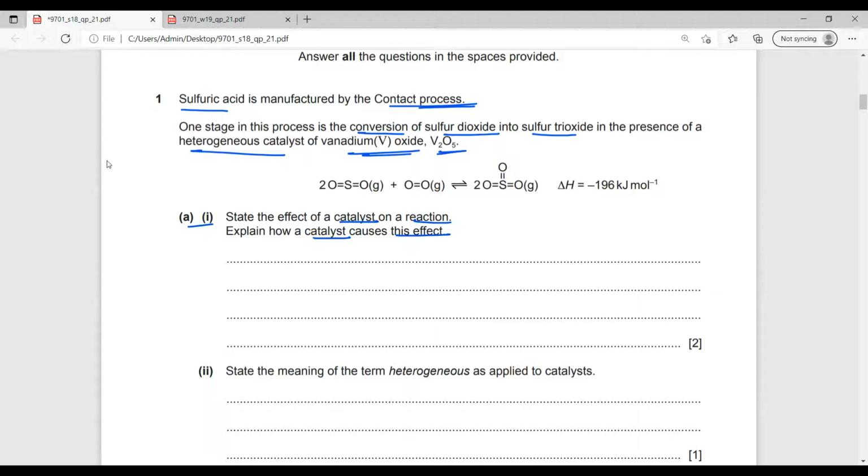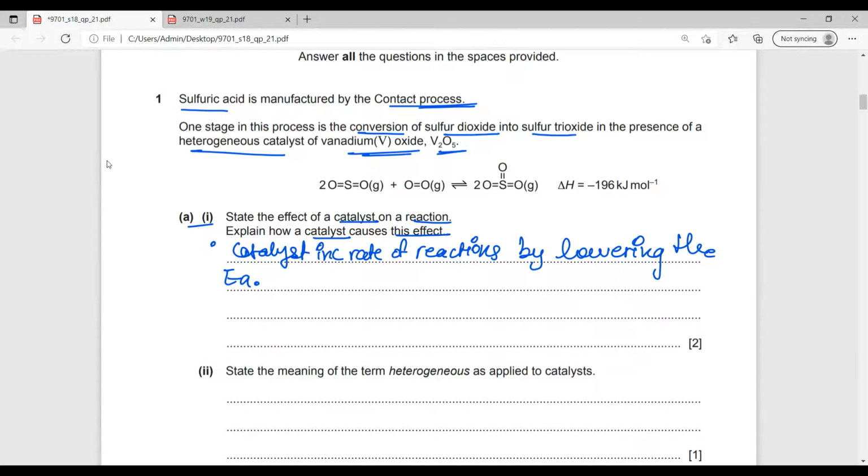So catalyst on a reaction, not on equilibrium, just the reaction. So you comment on the rate of reaction. So catalyst increases rate of reaction, which also means speeds the reaction up. Increase rate of reaction, not reactions, reaction, by lowering the activation energy, which is EA. This is done by providing an alternate pathway.